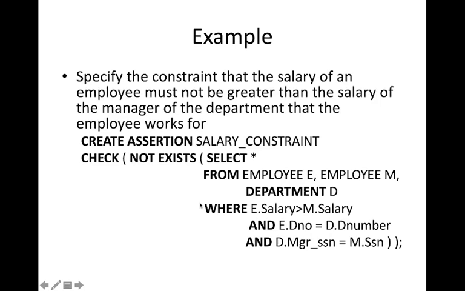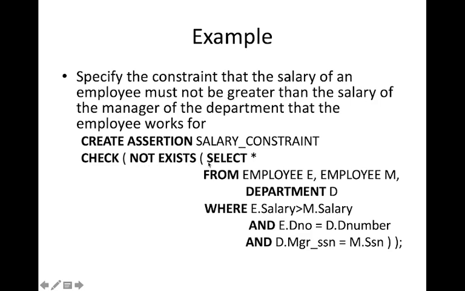Whatever is there after the check, inside the parentheses, should hold true. This should always be true. It should be true on every database state for the assertion to be satisfied. For this salary constraint to be satisfied, whenever the database state changes, this should be true. So we will see what this not exists is.